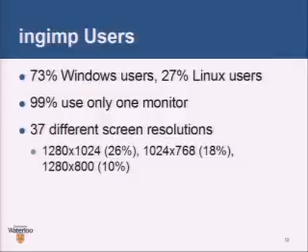OK. So to quickly describe the users, the characteristics, we had users from 15 different time zones, 9 different locales. But predominantly, they were English and French-speaking users of the software. 73% were Windows users, 27% were Linux users. 99% only used one monitor.